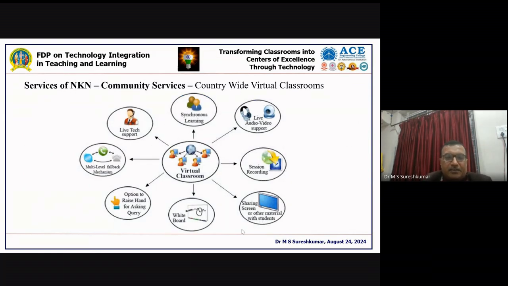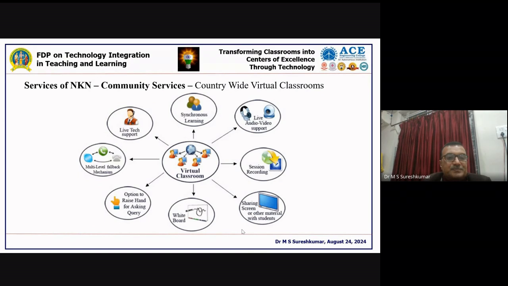During the startup of this lecture, I was posing a question: how are we going to design the classroom? A virtual classroom is not a bounded connectivity. It is an unbounded connectivity. When we connect to the National Knowledge Network, it provides an opportunity to expand the network across the globe.